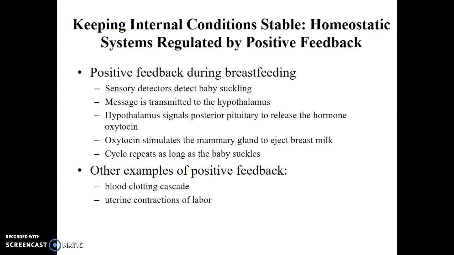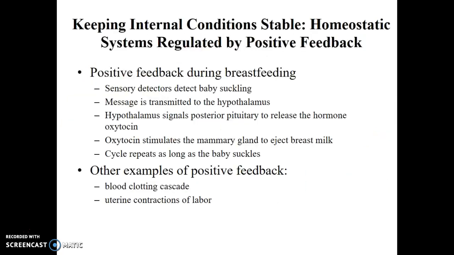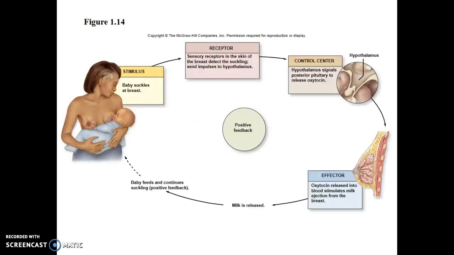So in positive feedback, don't I have a picture of this? Yeah. So here's the information. I'm going to go to the next slide and explain it, okay? So in positive feedback of breastfeeding, a baby suckles at the breast and there are receptors around the nipple. When the baby starts to suckle, the receptors pick up the stimulus, the sucking. That sends signals to the hypothalamus.